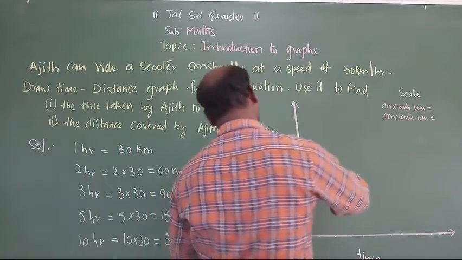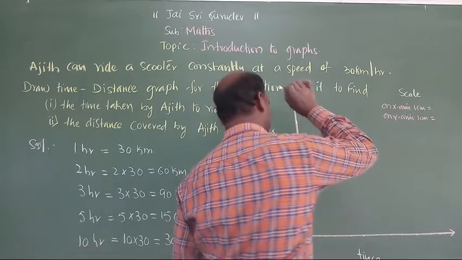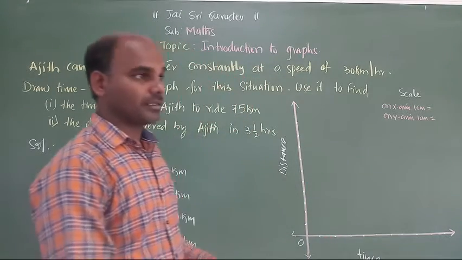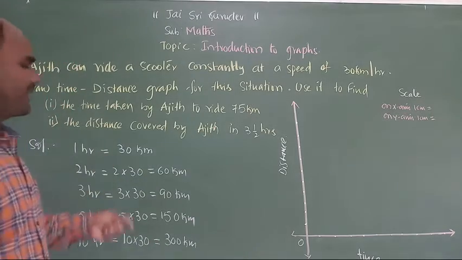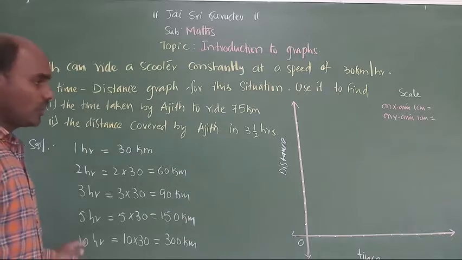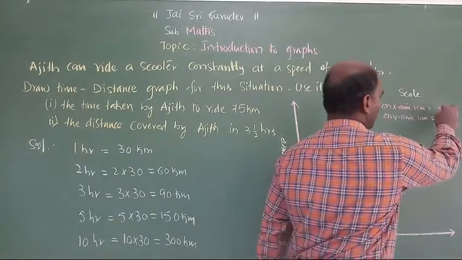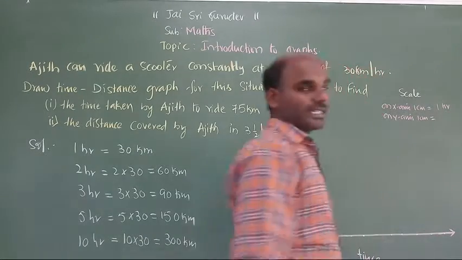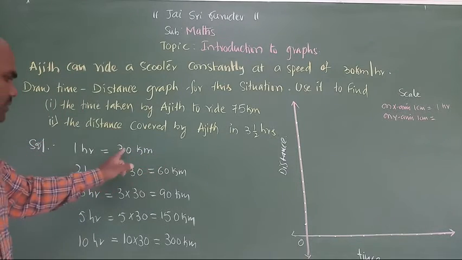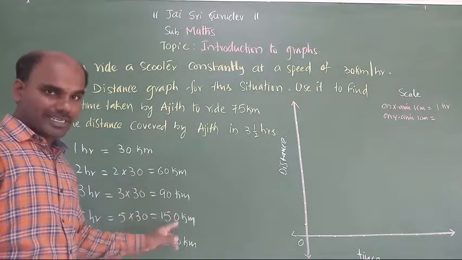And distance, I am taking here. When you take time and distance on the scale, how much do we want to take? 1 hour, 2 hours, 3 hours, 5 hours, 10 hours are there, yes or no, children? So on the x-axis, 1 centimeter equals 1 hour, I am taking now. As well as the distance will be 30, 60, 90, 150, 300, so we are getting values in multiples of 30, children.